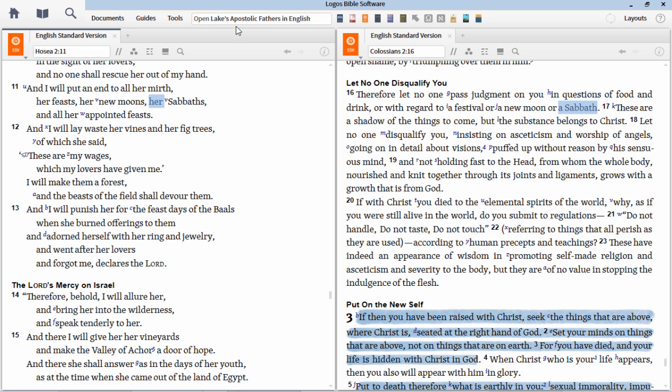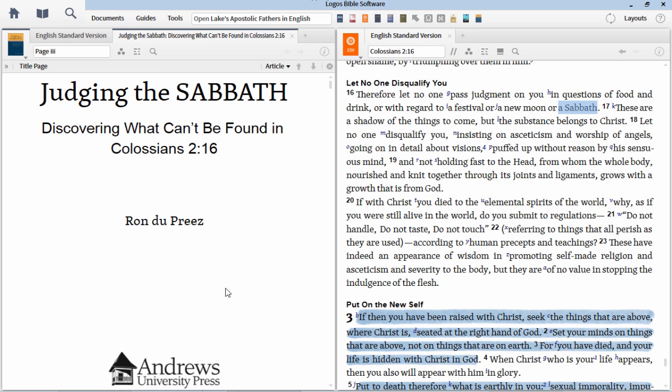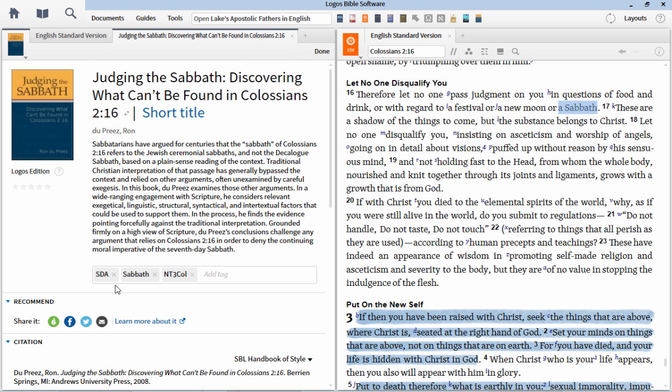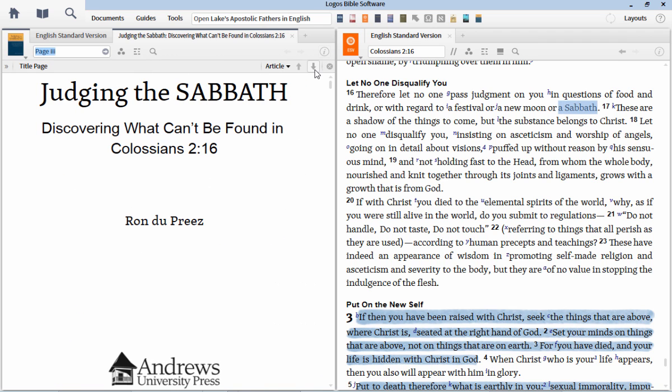How do I know that? Well, because I've been reading one of the books you have in your Logos library. At least if you have the SDA Silver package. I don't think it's in all the SDA packages, but if you have SDA Silver, you can get this. You have this book by Ron Dupree. Otherwise, you can buy it. Judging the Sabbath, discovering what can't be found in Colossians.